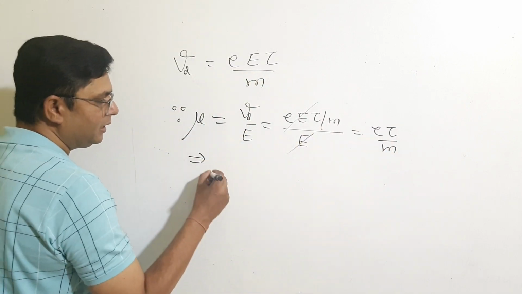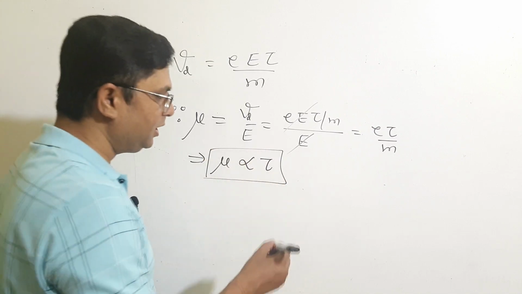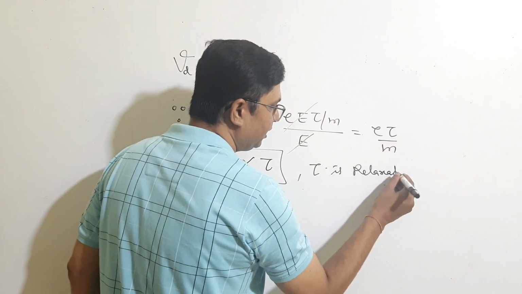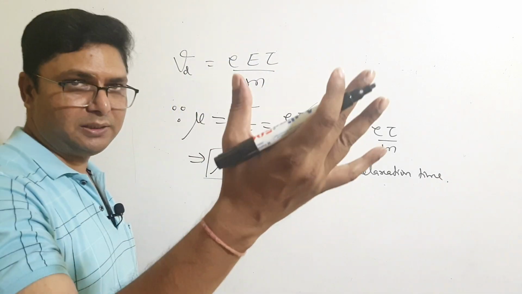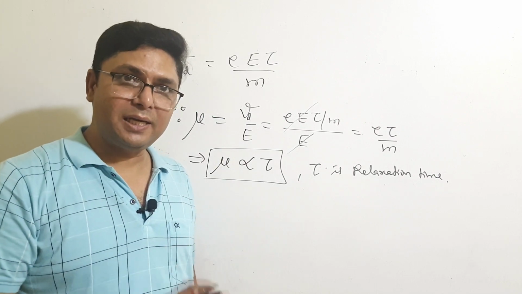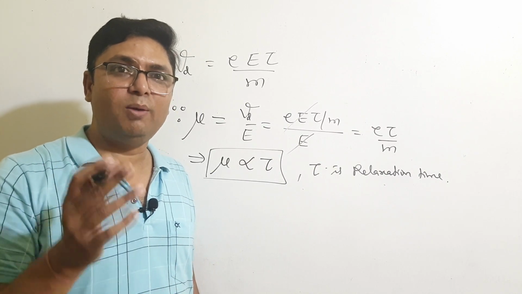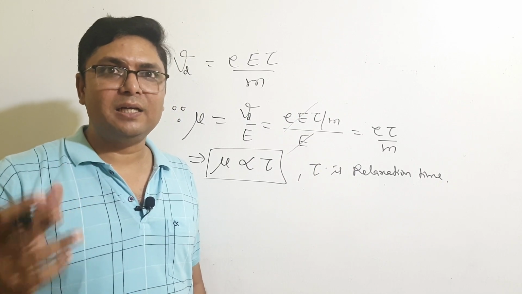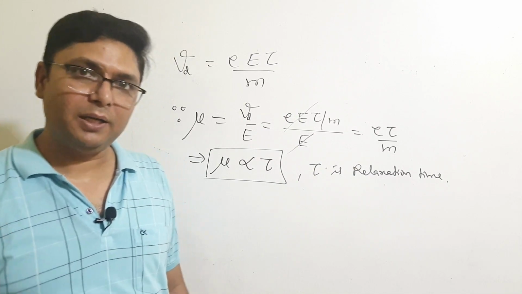From here it is clear that mu is proportional to tau. And what is tau? Tau is the relaxation time. So if relaxation time increases, then mobility increases, and if relaxation time decreases, then mobility decreases. So mobility is the conductivity of charge particles inside the conductor. You can say mobility is the conductivity of charge particles.